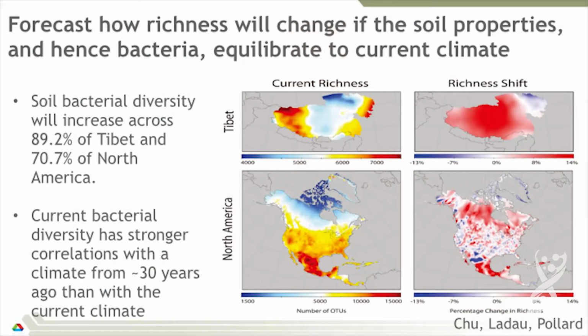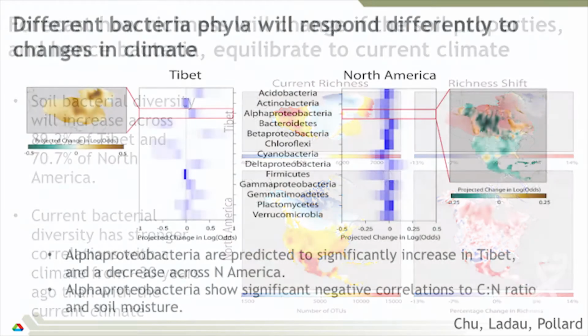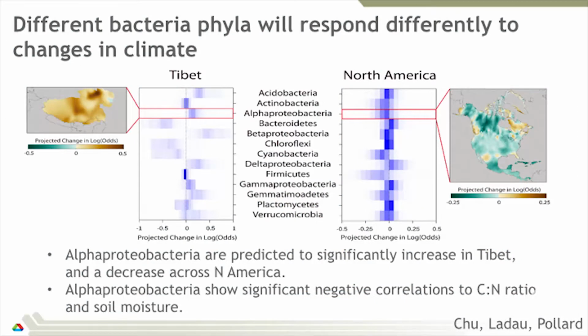So we would see an increase, actually, in species richness across most of Tibet and North America. Whereas in Tibet, it would actually be quite universal in an increase, in North America, it would actually be very, very patchy increases. So a lot of areas staying quite standard, areas going down, areas going up. We can examine how that's affected at different levels of phylogenetic resolution.